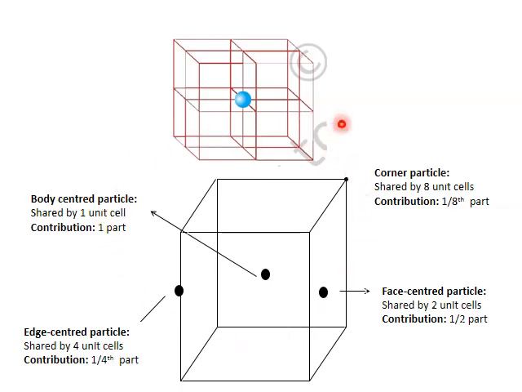So we need to remember these points to go with the calculation part. A corner particle is shared by 8 unit cells, its contribution is 1 by 8. A face centered particle is shared by 2 unit cells, and its contribution to the unit cell will be 1 by 2. A body centered particle is shared by 1 unit cell, and its contribution is equal to 1. And an edge center particle is shared by 4 unit cells, and its contribution to the unit cell will be 1 by 4.